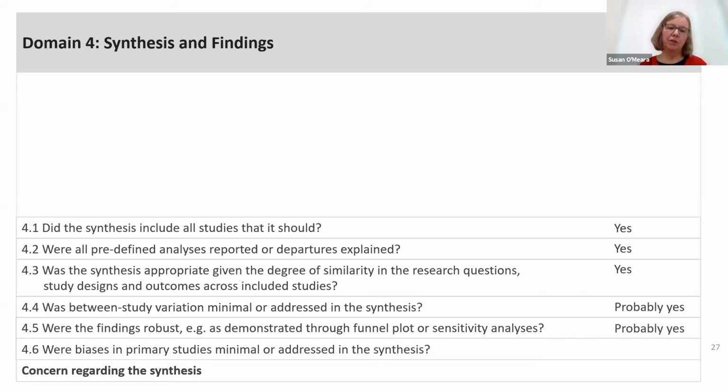And lastly, were biases in primary studies minimal or addressed in the synthesis? Now, in fact, there was one planned sensitivity analysis that the review authors didn't do, and that was based on study quality. The reason they didn't do it was because all of the studies were actually at high risk of bias. None of them had blinded patients or personnel, and the risk of bias was high or unclear for blinding outcome assessors. So there was a problem with blinding. Actually most of the studies in the review were at high risk of bias. So we felt, well, they'd considered it, they would have explored it if there'd been something to explore. And so the approach they used, probably all right.